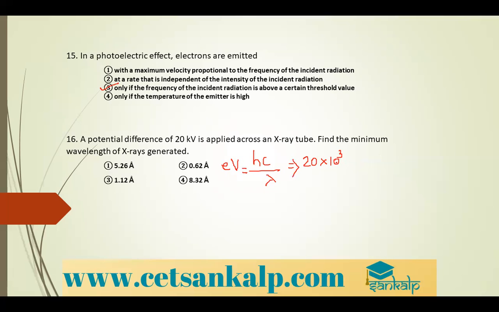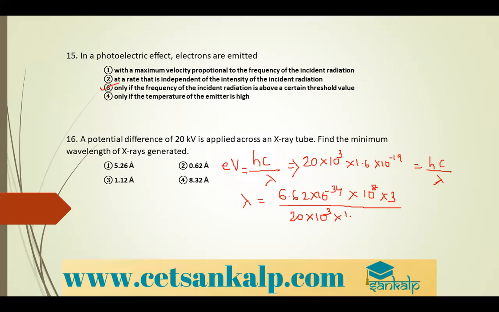Here 20 into 10 to the power 3, e is 1.6 into 10 to the power minus 19, equal to hc by lambda. So I need lambda, so lambda is equal to h, which is 6.62 into 10 to the power minus 34, into 3 into 10 to the power 8 whole divided by 20 into 10 to the power 3 into 1.6 into 10 to the power minus 19.